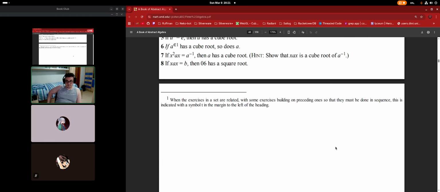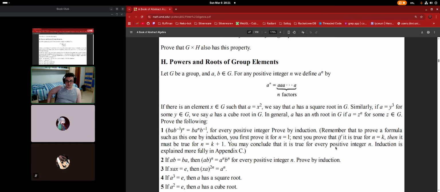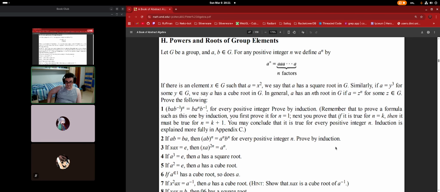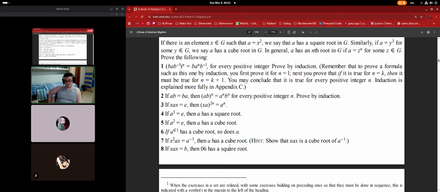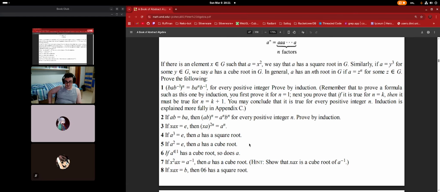And then finally, we have the powers and roots of group elements, which again probably require a bunch of manipulation and eureka moments. The thing that matters is that there is an element x in G such that a is equal to x squared. We say that a has a square root in G. And the same thing for a cube root. And if a cubed is equal to e, then a has a square root. How do you prove this one?